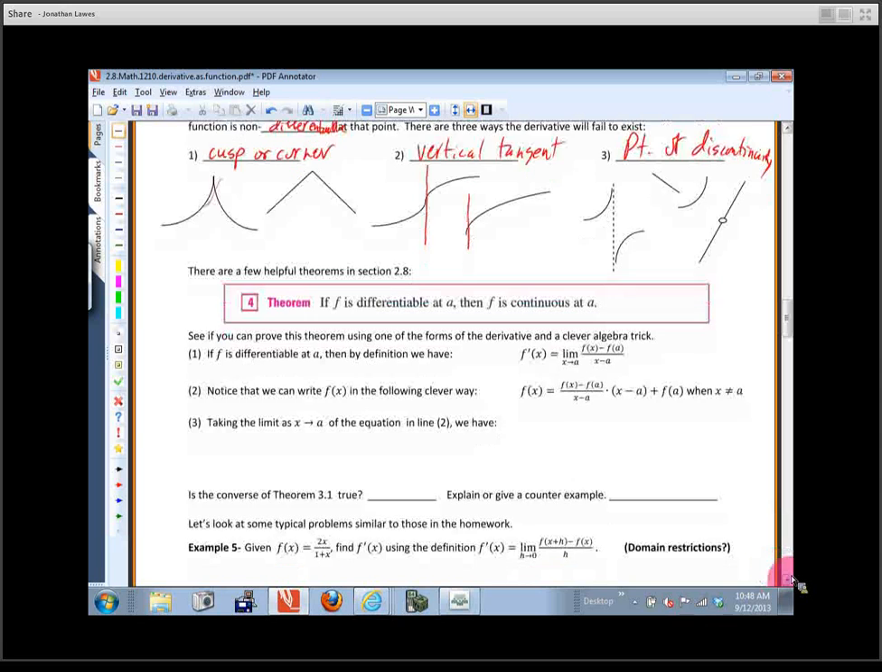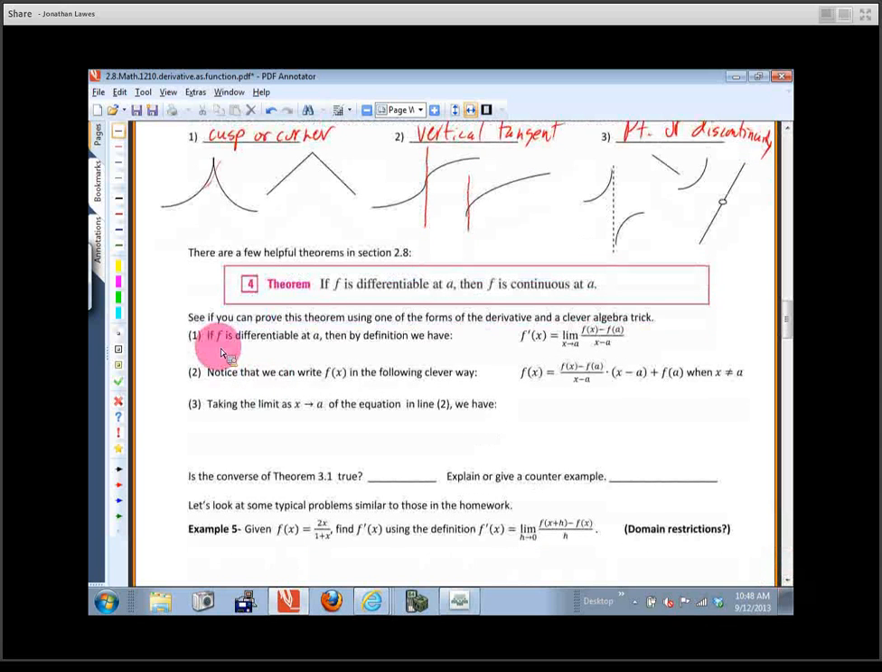Okay? So if it's differentiable at a point, then by definition, this would be true. This limit would exist. It would equal a number here. It would have a slope at that point. You with me there? Okay. Then we're going to rewrite the original function in this weird way. I'm going to take f of x. Notice this is f of x, not f prime of x. And I'm going to write it as f of x minus f of a over x minus a times x minus a plus f of a.